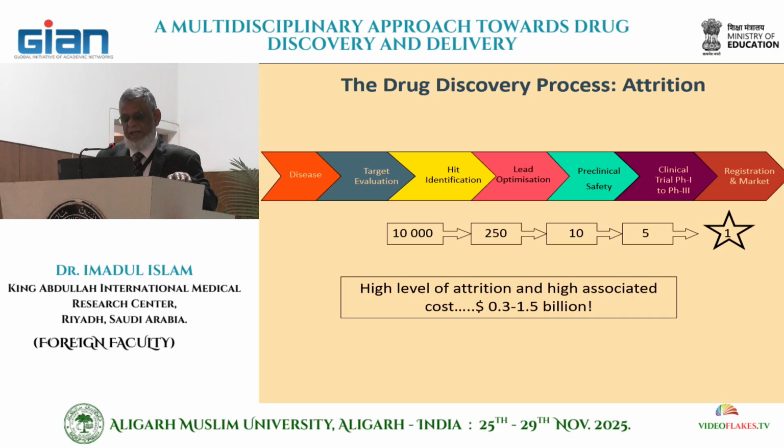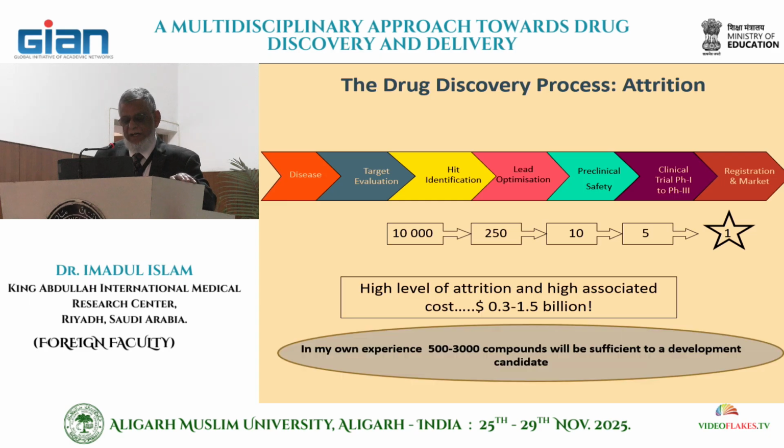So it has a very high attrition rate, and the cost of developing a drug is 0.3 to 1.5 billion. Some people say it is more. I'm not going to debate that. It depends on which area and how lucky you are. In my experience, because I worked on many projects, we made from 500 to 3,000 molecules and discovered a molecule which was good for some disease. When I give a case study, I'm going to talk about a real molecule which is already in phase 2 clinical trial.